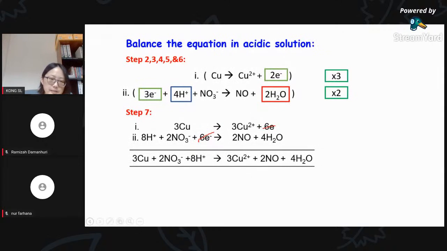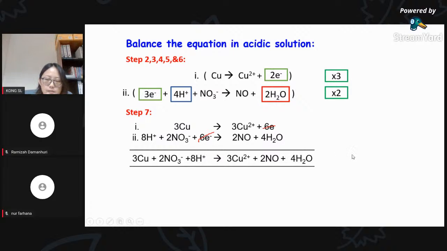Okay, we are. So just double check, I didn't show the slide. 3 Cu, 3 Cu. 2 nitrogen, 2 nitrogen. 6 oxygen. 2 times 3 here. Here, 2 oxygen plus 4 oxygen. Yes, 6 oxygen. And then here 8H plus.